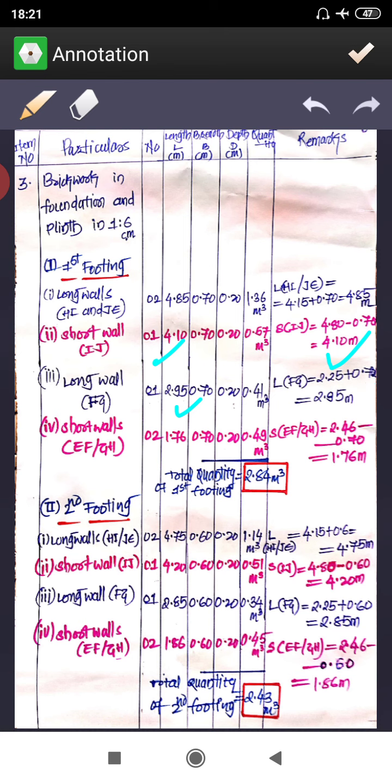And for short wall, as I said, you have to take the center to center distance minus one full width, that is 2.46, the center to center distance, minus 0.70 that you have to take. So it is going to be 1.76. So two numbers of short walls here, EF and GH.